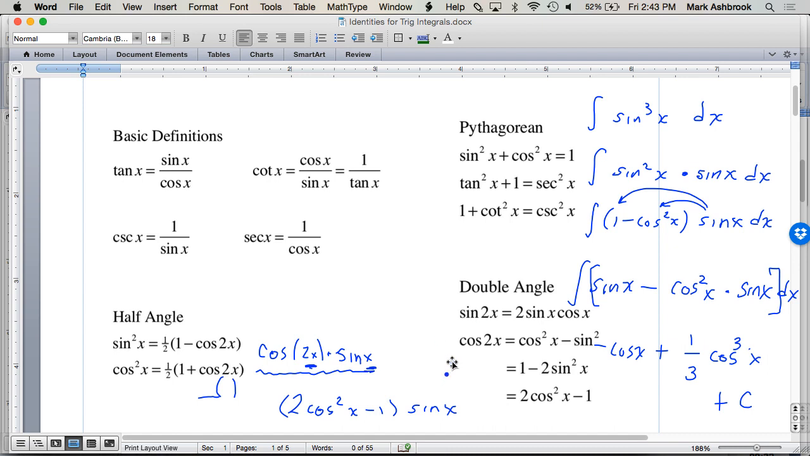My experience in doing these problems is that really the only time you use the half angle formula is for just sine squared or just cosine squared. It doesn't come in much more than that. Okay, let's do one more example.